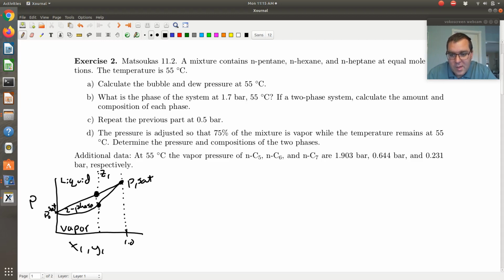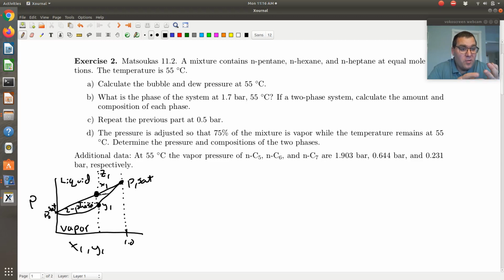And remember what's unique about my bubble point: x1 is equal to z1. My liquid phase composition is just equal to the composition of my mixture. And at my dew point, when I do a dew P calculation, my vapor composition, y1, is just equal to z1. So even though we don't have a binary system, when I look at A, calculating the bubble and dew pressure at 55 degrees C, what's key is that at my bubble point, the liquid composition is equal to the composition of my mixture, and at my dew point, the vapor composition is equal to the composition of my mixture.